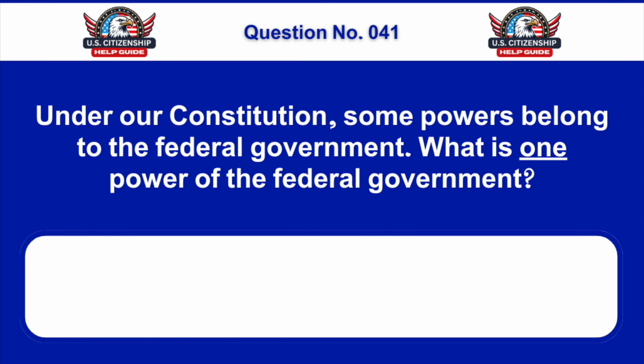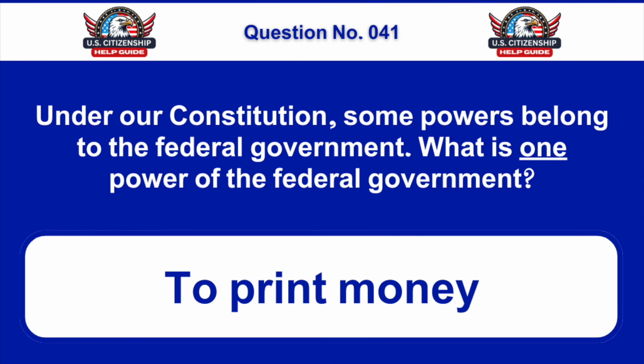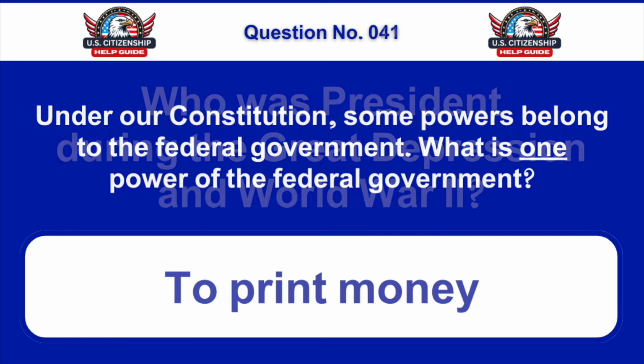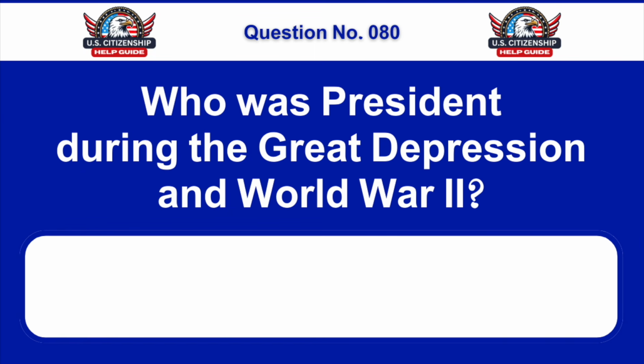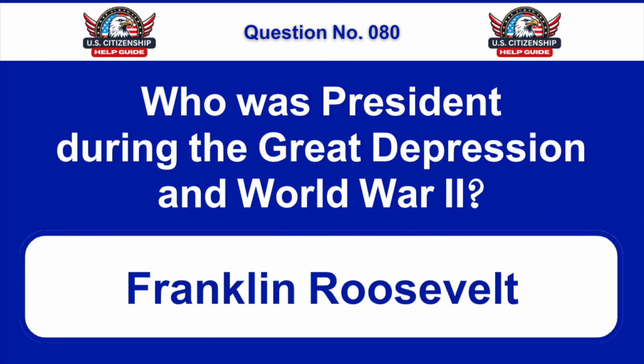Under our Constitution, some powers belong to the federal government. What is one power of the federal government? To print money. Who was president during the Great Depression and World War II? Franklin Roosevelt.